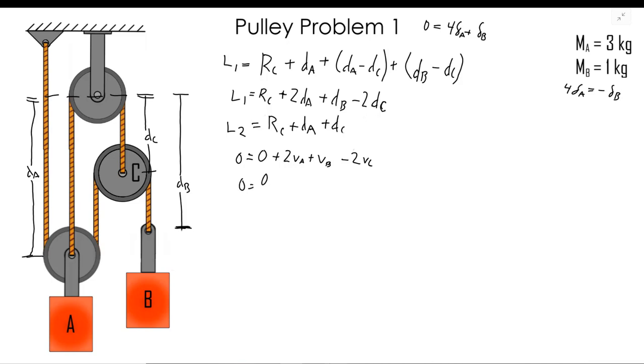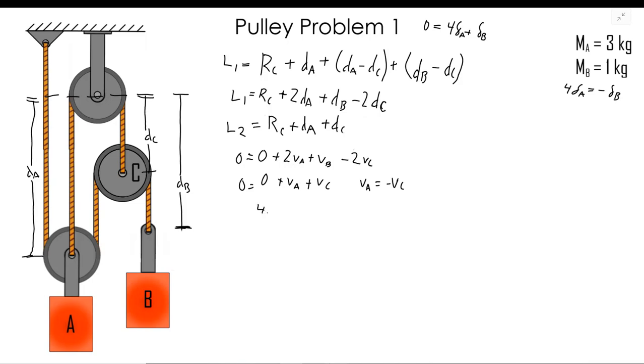0 equals 0. The rope length is constant, so the constants of the rope are 0 as well. And then plus VA plus VC. Let's implement this, because this is literally just VA equals negative VC, just like we saw earlier with the delta equation. Implement that into here.